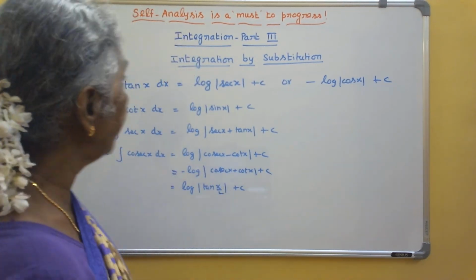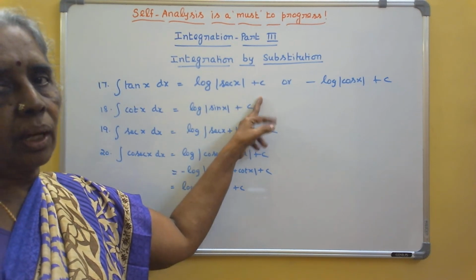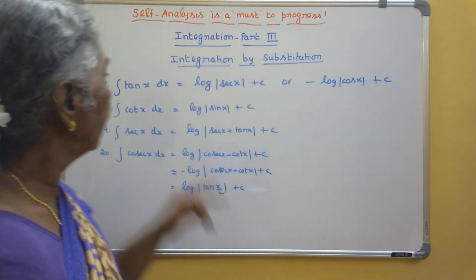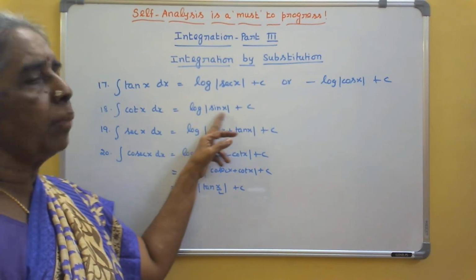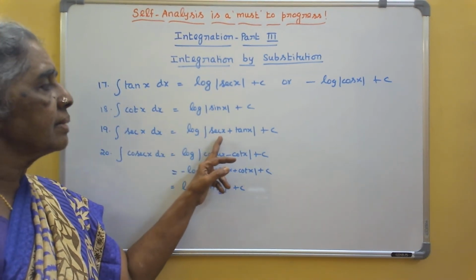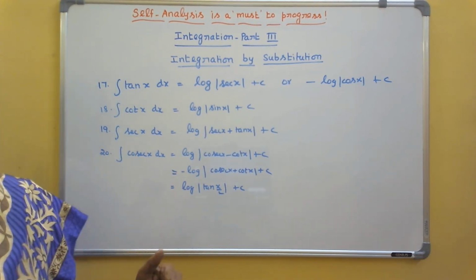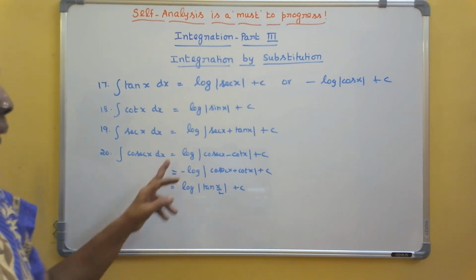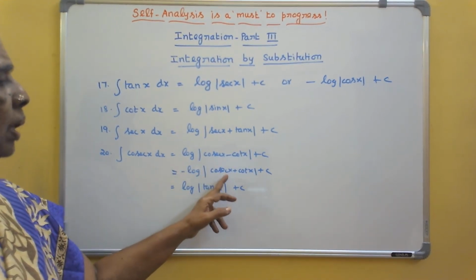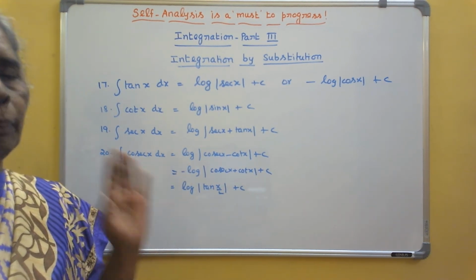Just the 4 formulae, let me tell you. Integral tan x dx is log mod secant x plus c, or you can write it as minus log mod cos x plus c. Okay. Integral cot x dx is log mod sin x plus c. Integral secant x dx is log mod secant x plus tan x plus c. Integral cosecant x dx, we have 3 different formulae. You can use any one. Log mod cosecant x minus cot x plus c, minus log mod cosecant x plus cot x plus c, log mod tan x by 2 plus c.